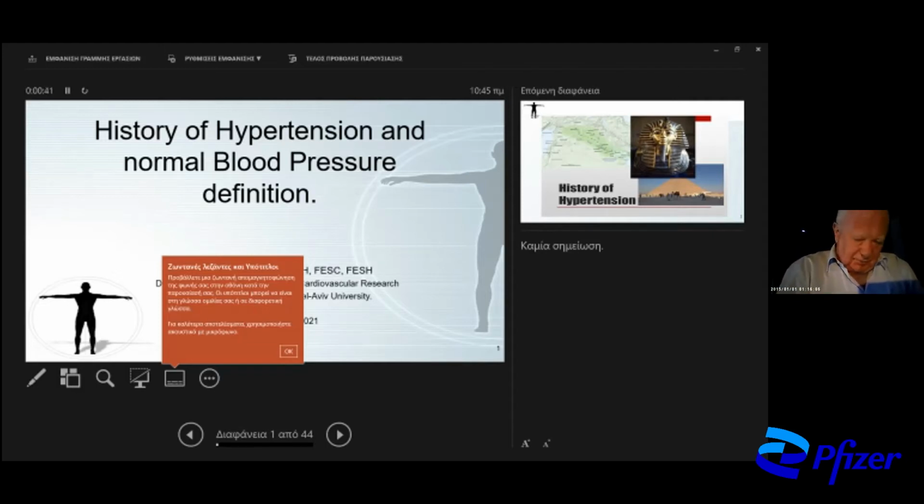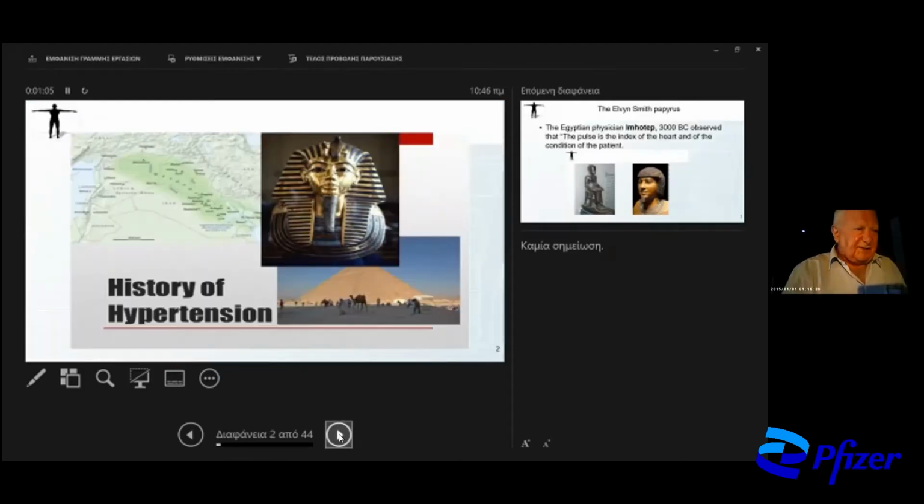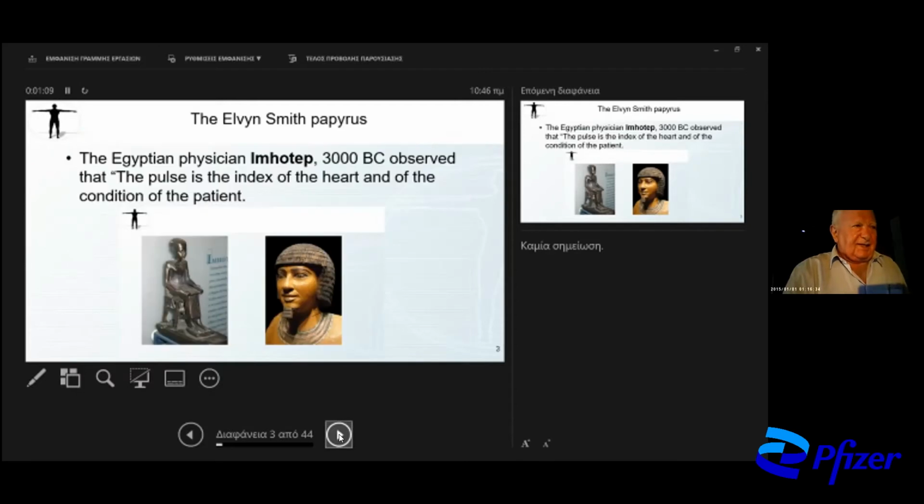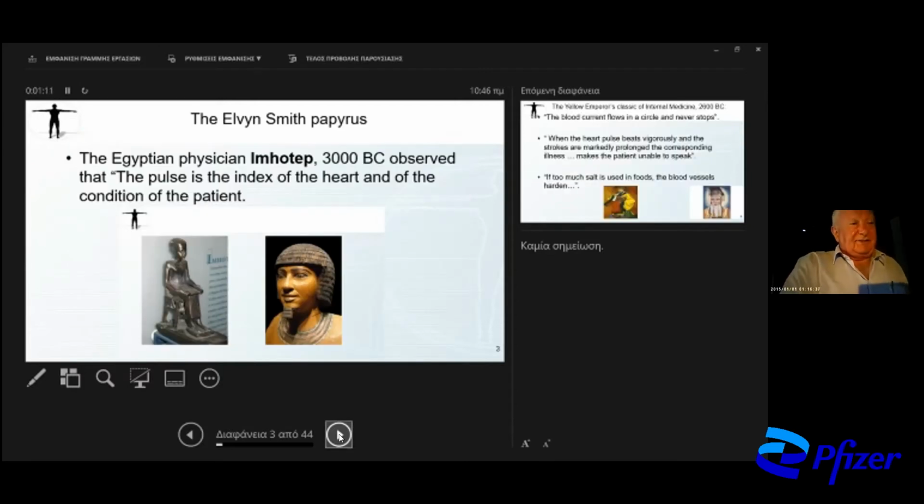Okay, so we start with a few slides about the history of hypertension. And the first information about that is the Edwin Smith papyrus. It's an Egyptian physician named Imhotep who observed in 3000 before Christ that the pulse is the index of the heart and of the condition of the patient.